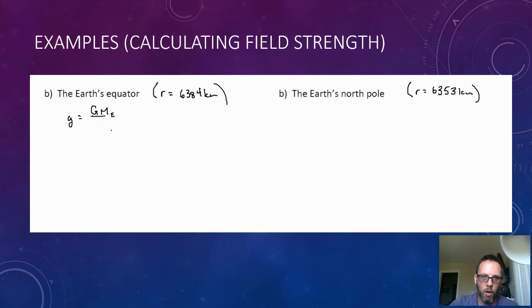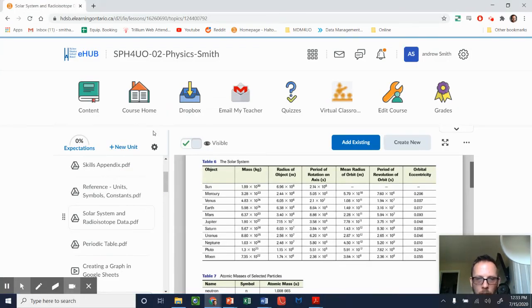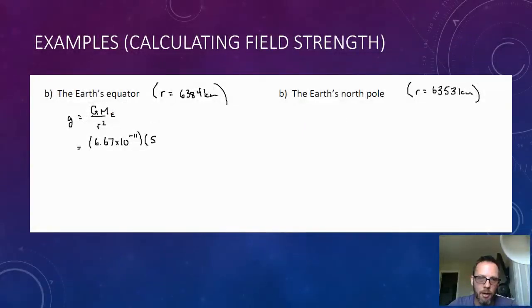Here we're talking about the Earth, right? The Earth is setting up the field, so we're using the mass of the Earth. So 6.67 times 10 to the negative 11, mass of the Earth. I probably should have the mass of the Earth memorized at this point. 5.98 times 10 to the 24. I knew that. And we are using 6,384 kilometers, which is 6,384,000 meters. And we're squaring that.